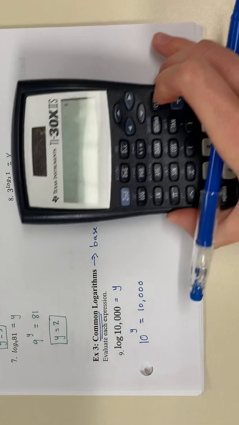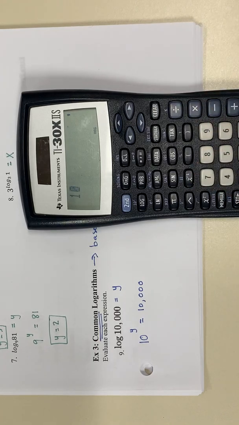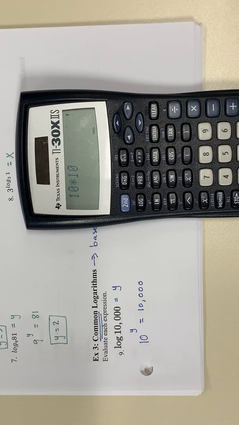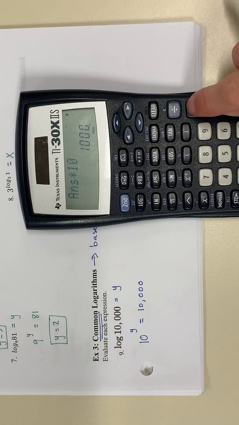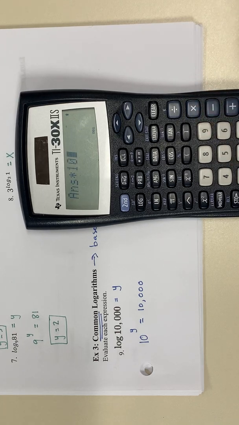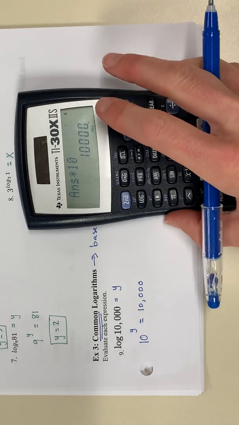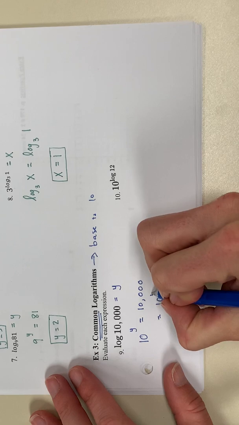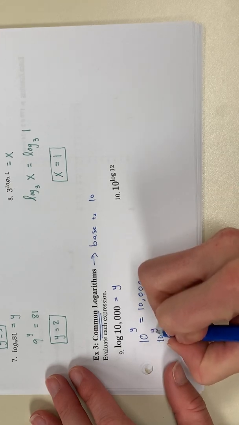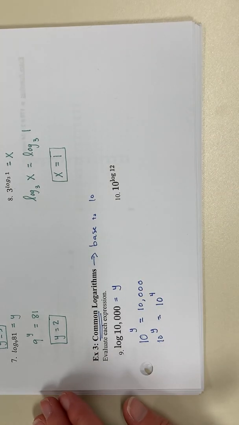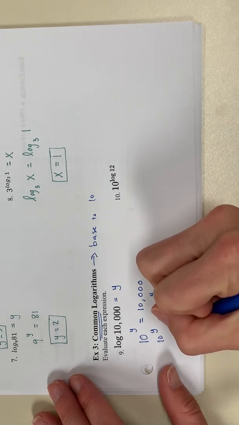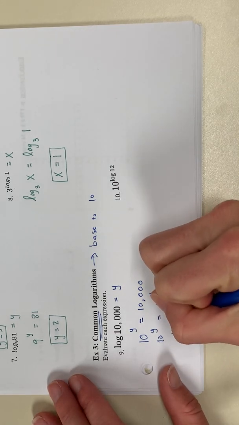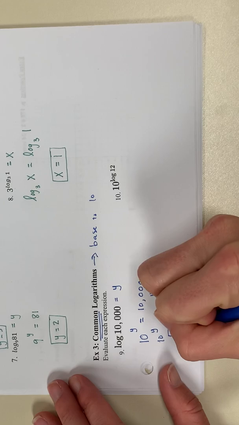Again, you will have a 4-function calculator. So I'm going to multiply 10 times 10, that's 100, times 10, that's 1,000. A fourth time times 10 makes 10,000. So I know that 10,000 is the same as 10 to the 4th power. So I can rewrite each side as an exponent with the same base, set the powers equal to each other, and y is equal to 4.